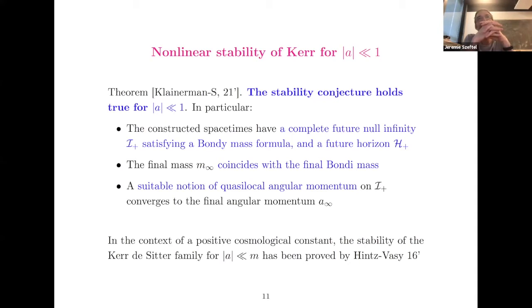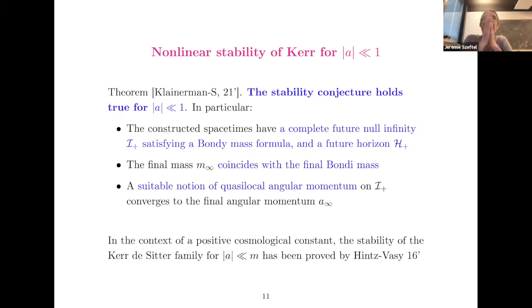The final mass coincides with what is called the final Bondi mass, and also we extract a suitable notion of quasi-local angular momentum, in other words, a local version of angular momentum on null infinity that converges to the final angular momentum of the spacetime. So if you are not very familiar with this notion, the only important thing to understand is that these are basically very natural conclusions that you expect if you are able to prove stability of Kerr, if you want.